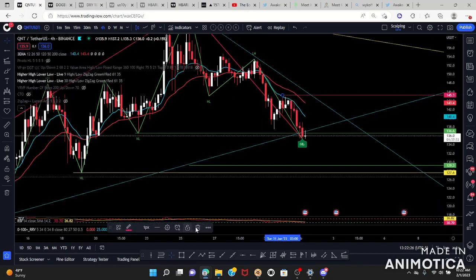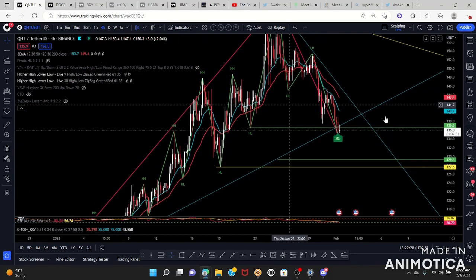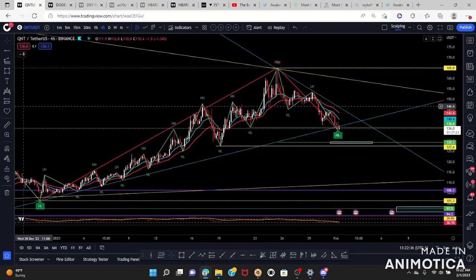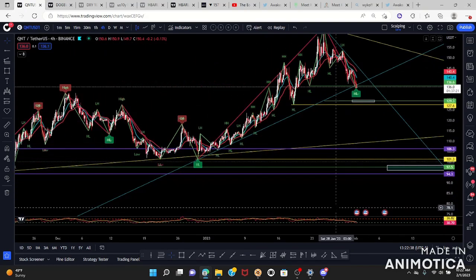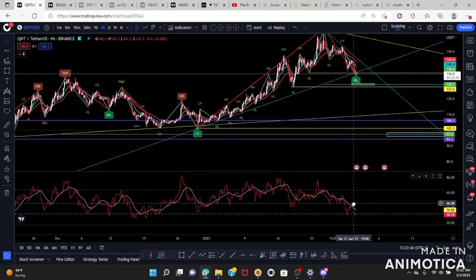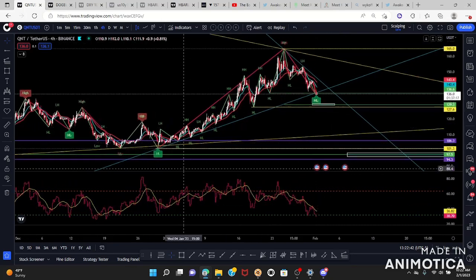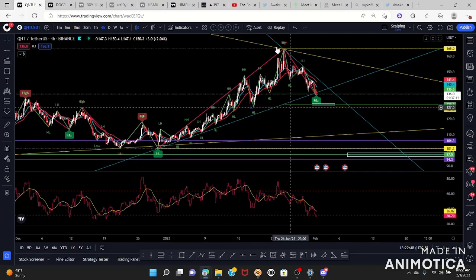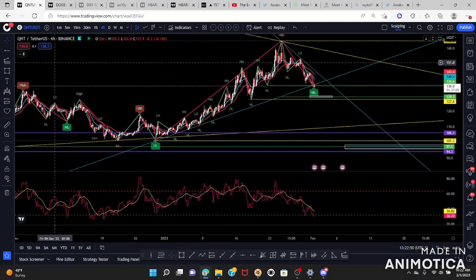Okay, let me just erase this. But let's go ahead and mark our 4-hour target here. Beautiful. And let's see if we have any divergence. It's always good to check to see if we have any divergence. I mean, yes, but it's already playing out. But let me show you really quick what I mean.